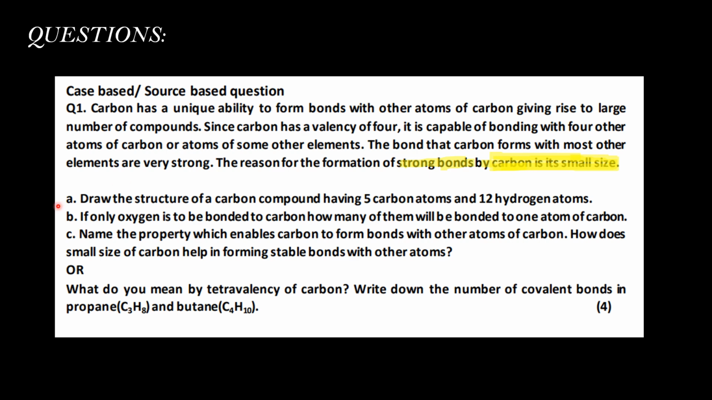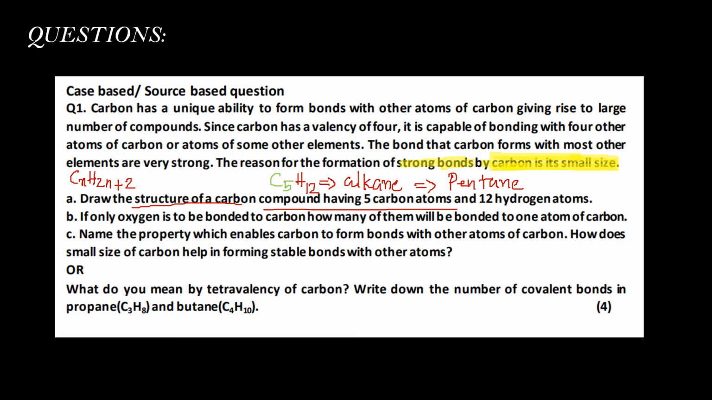Now the question is, draw the structure of carbon compounds having 5 carbon atoms and 12 hydrogen atoms. So how will you write this? 5 carbon atoms means C5, and 12 hydrogen atoms means H12. C5H12. Is it an alkane, alkene, or alkyne? That you have to find out. You know the molecular general formula of an alkane is CnH2n plus 2. Let's check: 5 into 2, 10, 10 plus 2, 12. Yes, it satisfies the general formula of an alkane. Since there are 5 carbon atoms, it is pentane. So what do you have to do with this? Draw the structure of pentane.